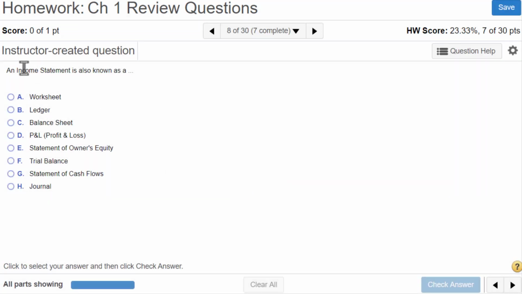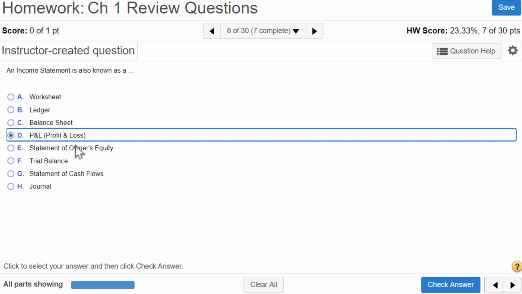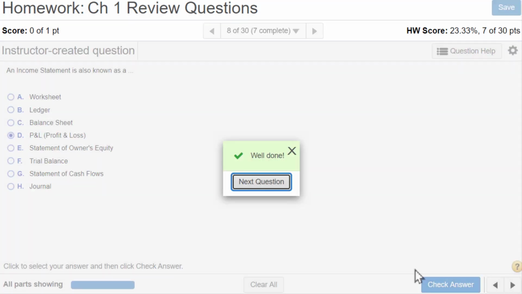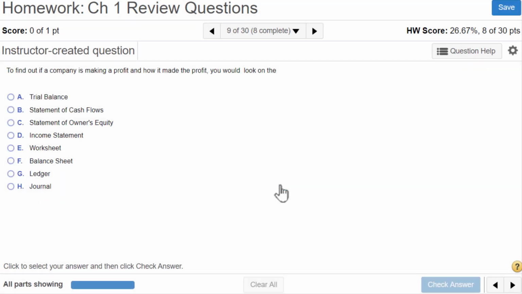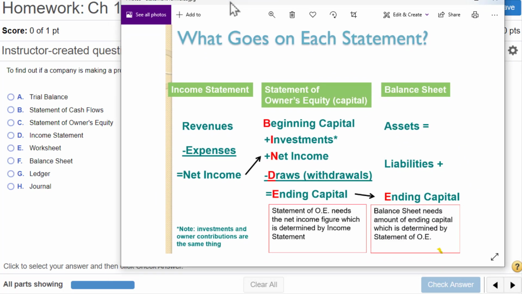Now this is easy. An income statement is also known as what? We just had this one, P&L, also called profit and loss. I told you a lot of these would be easy. To find out if a company is making a profit and how it made the profit, you would look on what? Which of these would you look on? You would look on the income statement, because that's the only one that has net income.